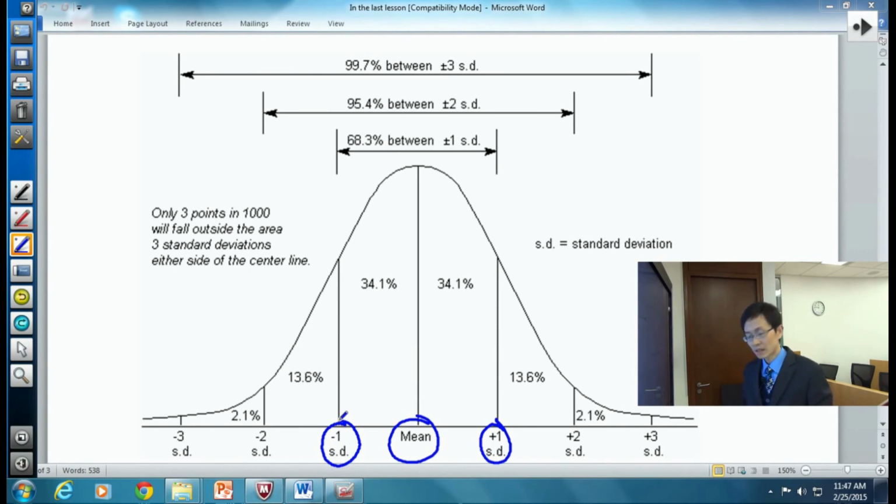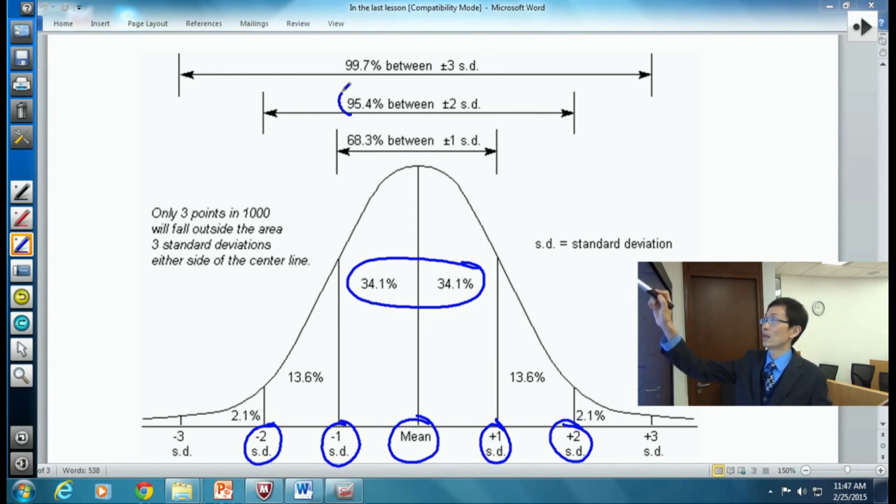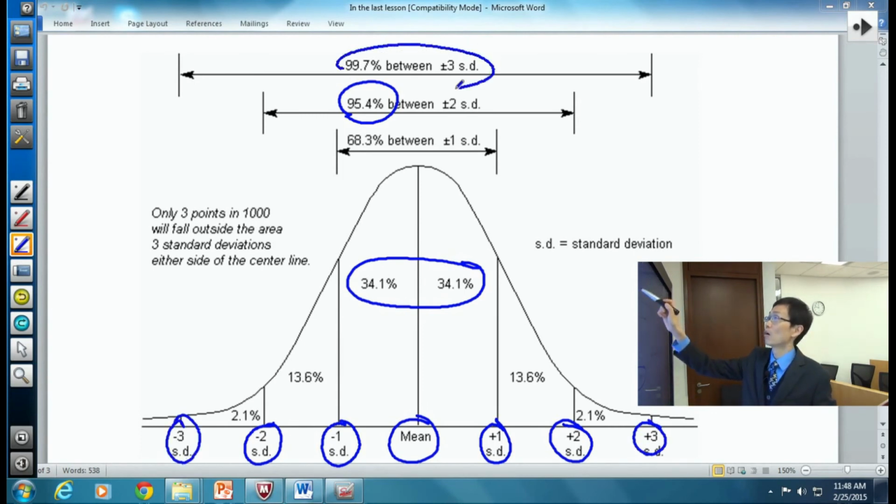Now, studies have found that between these, you will have 68.3% between plus and minus 1 standard deviation. Okay? And if you have 2 standard deviations above the mean and 2 standard deviations below the mean, you can actually say that there are 95.4% of scores falling between these. Alright? And finally, with 3 standard deviations above and 3 below the mean, you basically capture almost all the scores in this whole distribution.